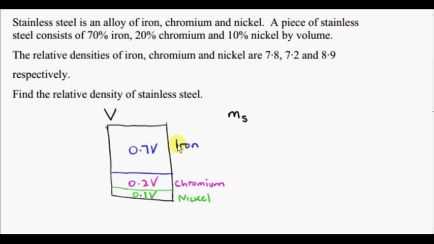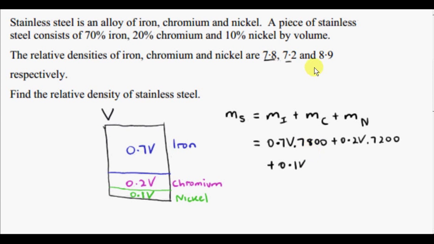Now, to get the relative density, we will have to consider the mass of this volume. So this is the mass of the steel. That's obviously equal to the sum of the masses of the constituent metals. How do we get the mass of the iron? Well, we take the volume of the iron, 0.7 V, and multiply by the density of iron. The relative density of iron is 7.8, so its density is 7.8 times 1,000, 7,800. I've just done the same for the chromium, and for the nickel the volume is 0.1 V, the density is 8,900.